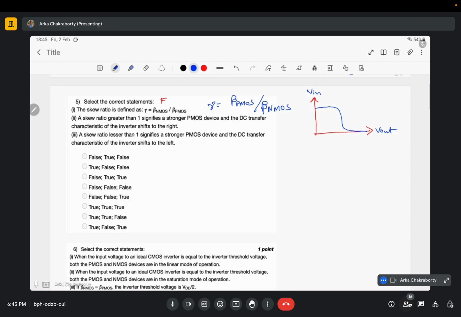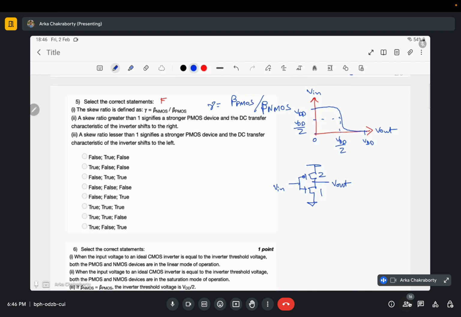Say this is VDD, this is VDD by 2, and this is 0, and this is VDD, and this is VDD by 2, in a symmetric CMOS circuit. So the circuit looks something like this, where 2 means its W by L ratio is twice that of the NMOS.